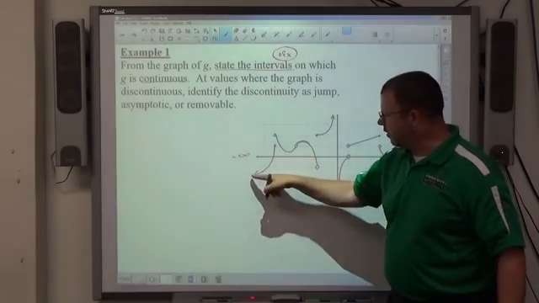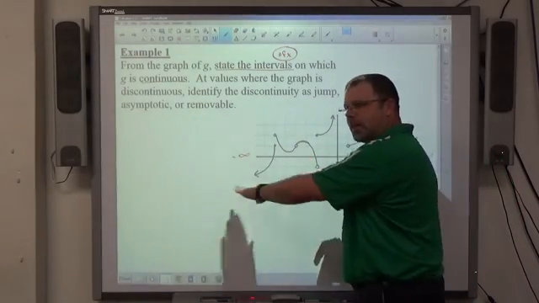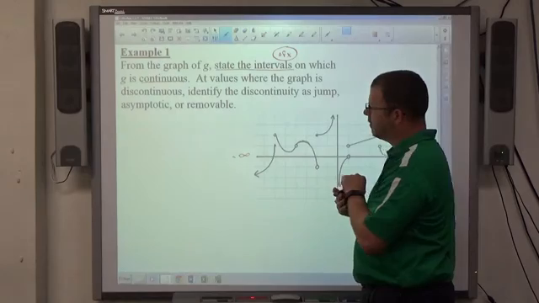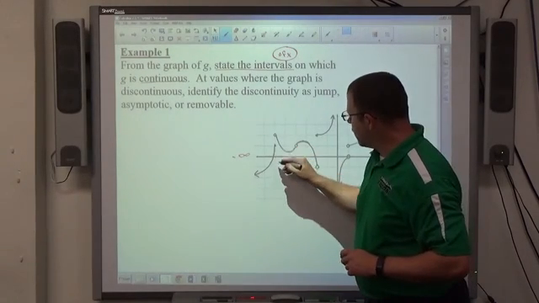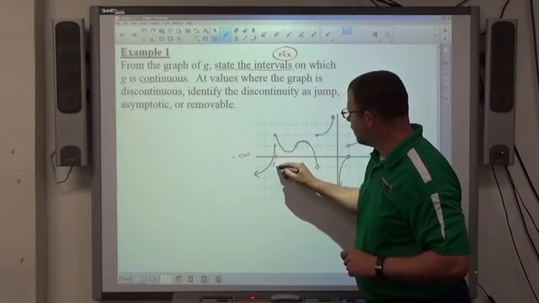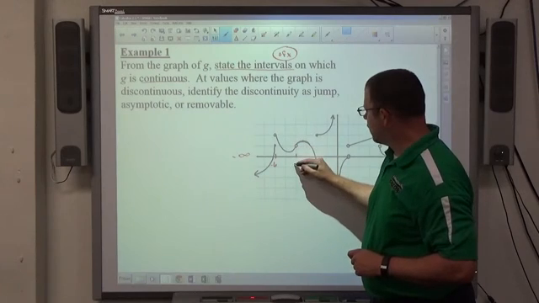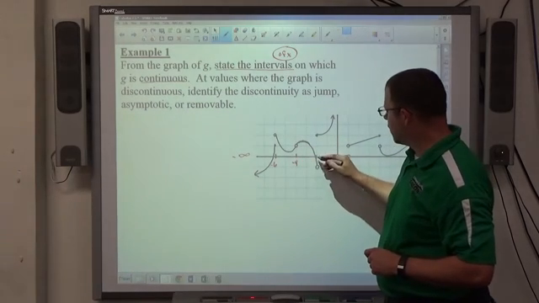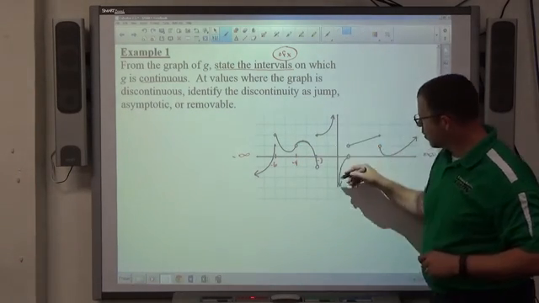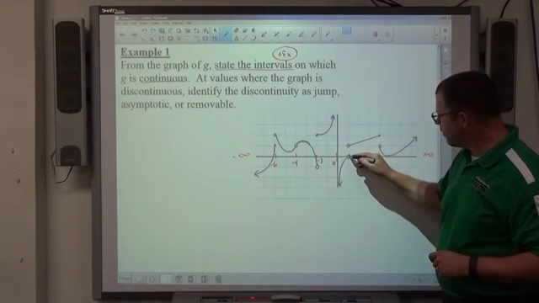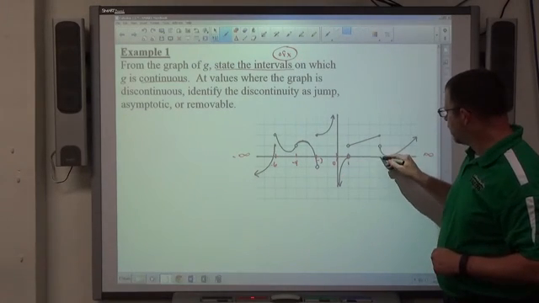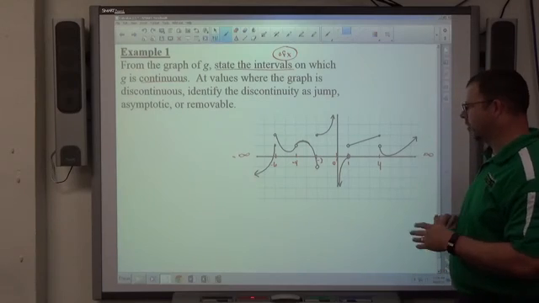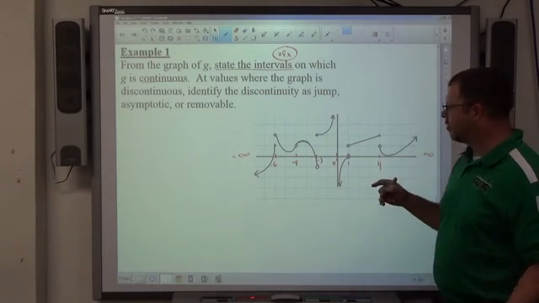So this graph has an arrow pointing left, which implies it stays unbroken all the way to negative infinity. The first breaking point happens here, which is at negative 6. The second breaking point is here at negative 4. The third breaking point is here at negative 2. Fourth breaking point here at 0. Fifth one here at 1. Sixth one here at 4, and that's it. Everywhere else is continuous, meaning there's no breaks in it.